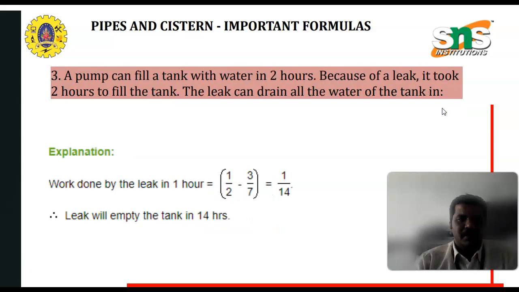The third question is: a pump can fill a tank with water in 2 hours. Because of a leak, it took 2 and 1 by 3 hours to fill the tank. The leak can drain the water of the tank in how much time? Work done by the leak in 1 hour is 1 by 2 minus 3 by 7, which is equal to 1 by 14. Therefore, the leak will empty the tank in 14 hours.